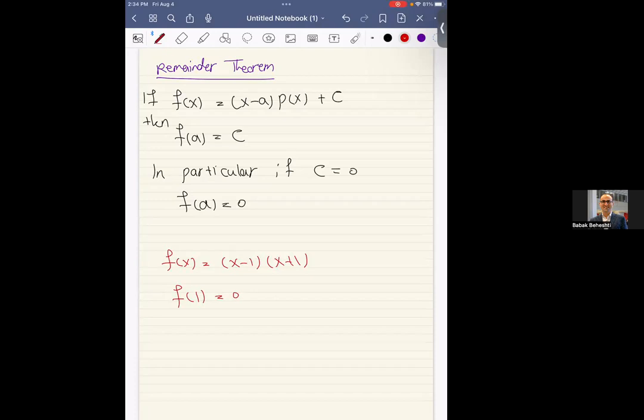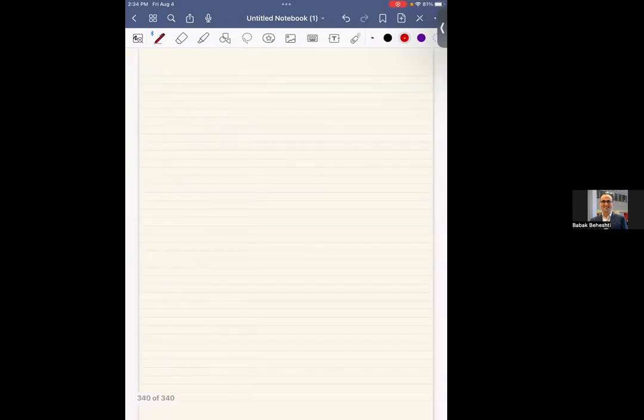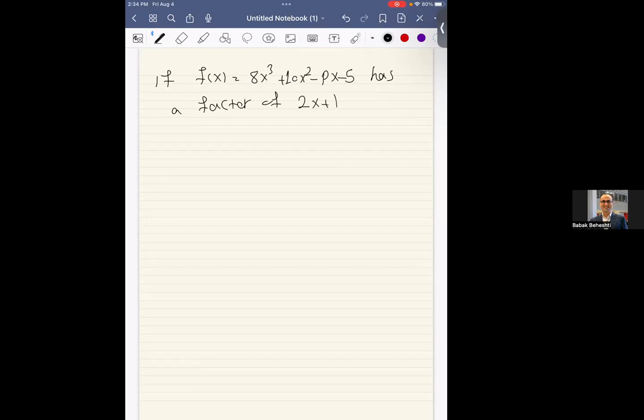This is basically the remainder theorem. So now I can make some questions based on this. For example, if I tell you that f of x equal to 8x cubed plus 10x squared minus px minus 5 has a factor of 2x plus 1 with no remainder. When I say a factor, it means there is no remainder. Find the value of p.